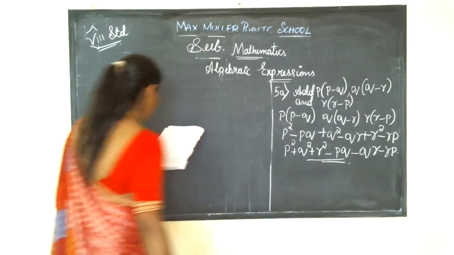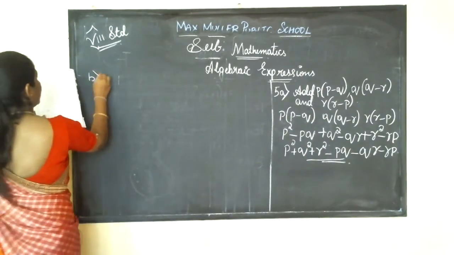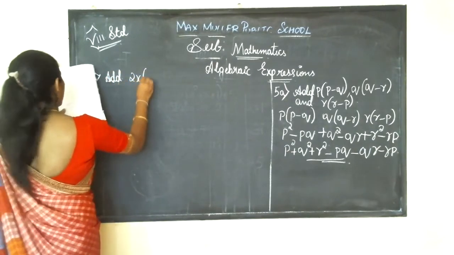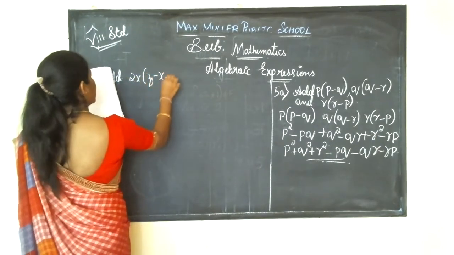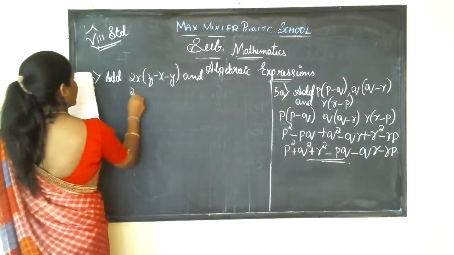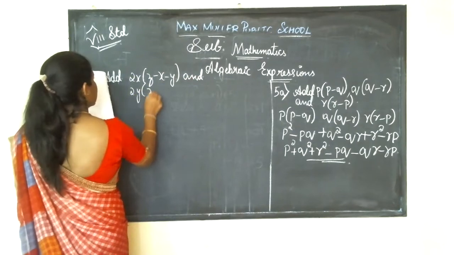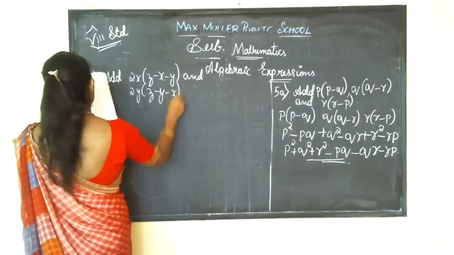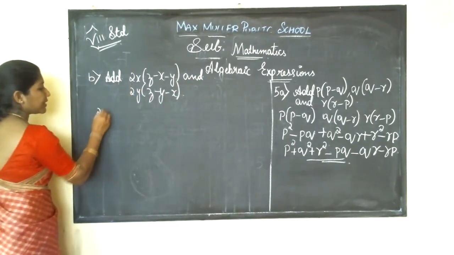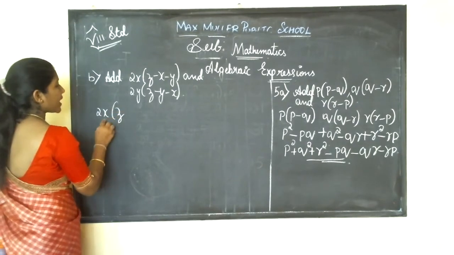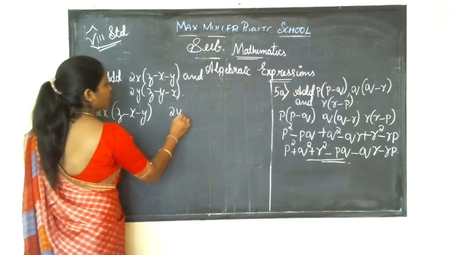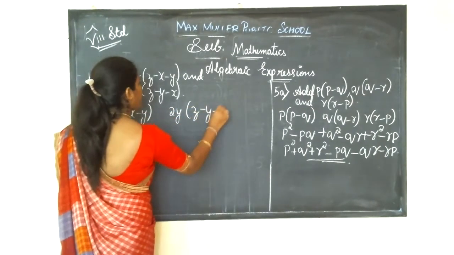Like this only you have to do. Add 2x into z minus x minus y and 2y into z minus y minus x. So here are two expressions given. So what you have to do here, take this expression first, 2x into z minus x minus y, and another expression 2y into z minus y minus x.